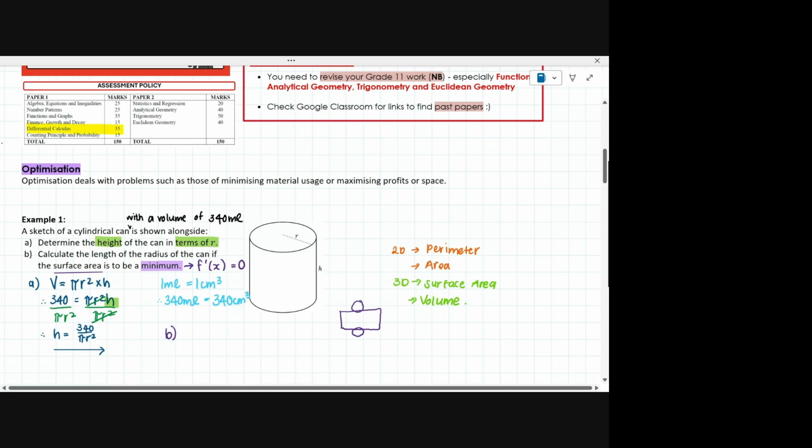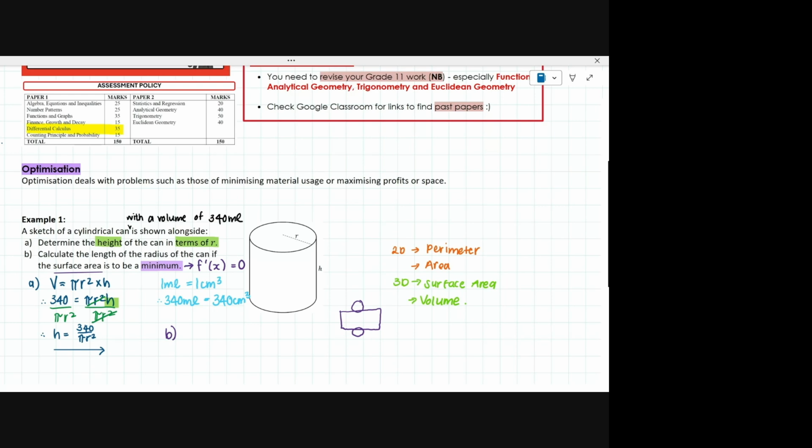Now, if you imagine a cylinder, there's your cylinder. What I need you to see is that the circumference of the circle, when you flatten it out, becomes a length on your rectangle, right?